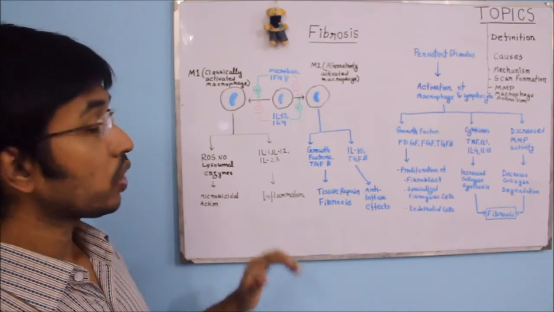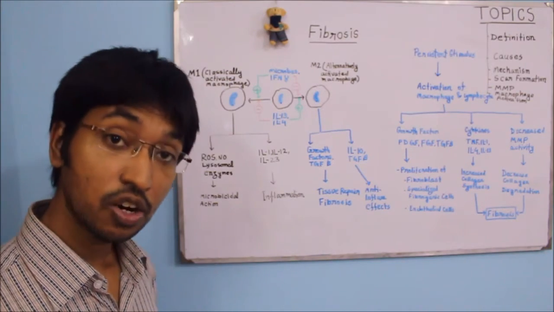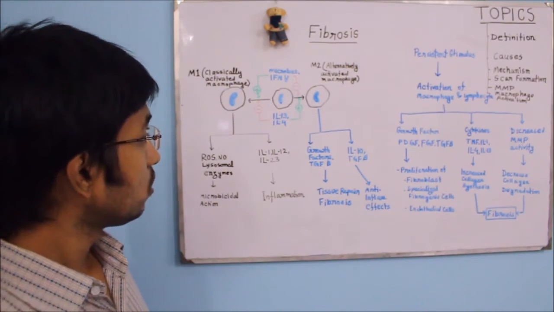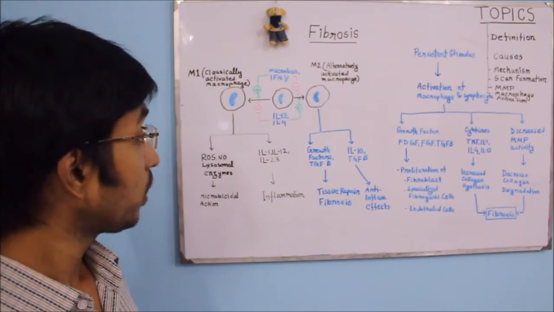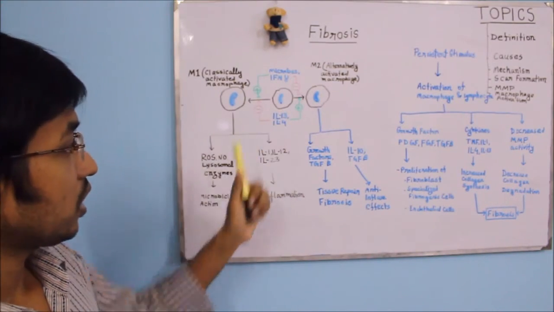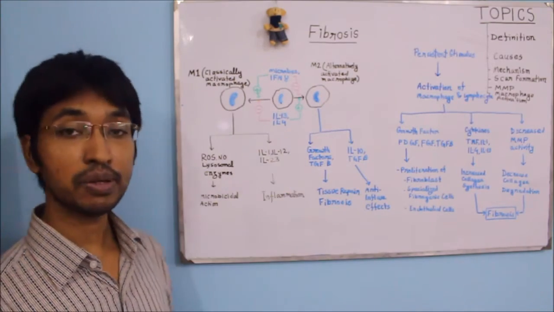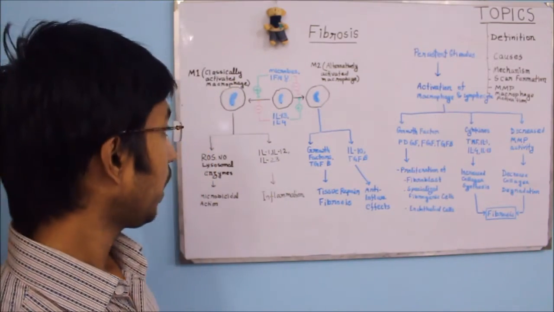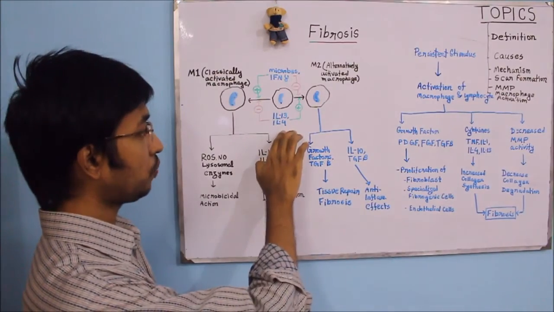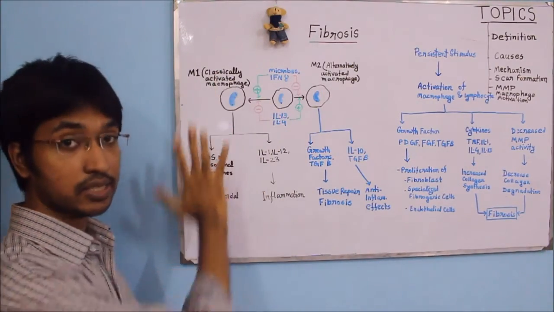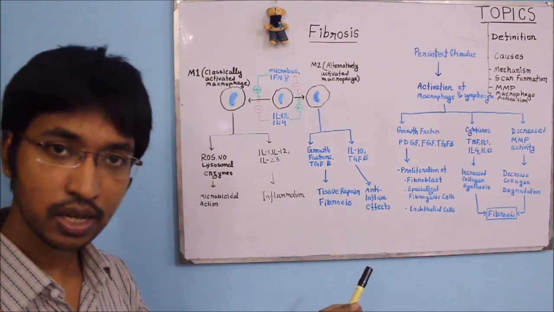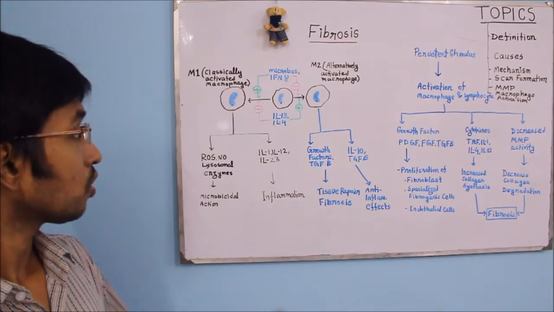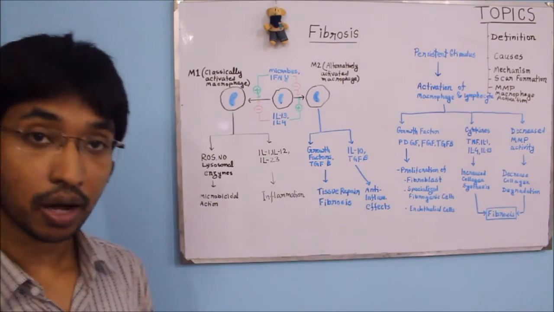So what will happen when the macrophages are activated in the alternative pathway? Note that macrophages will be activated in the alternative pathway when they are induced by interleukin 13, interleukin 4, which are coming from T helper 2 cell. And the same interleukin 13 and 4 will also inactivate the classical pathway. So it's very simple. When one pathway is activated, the same stimulus is causing inactivation of the other pathway.